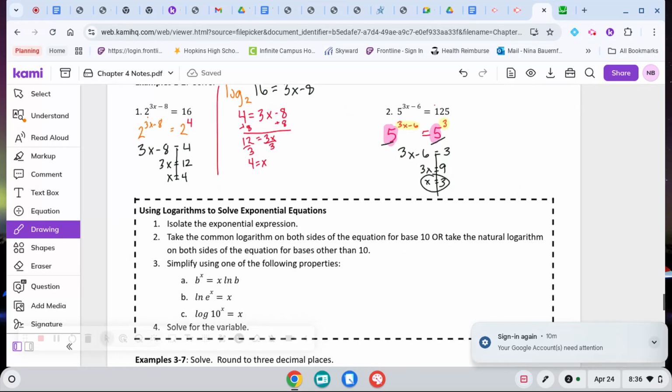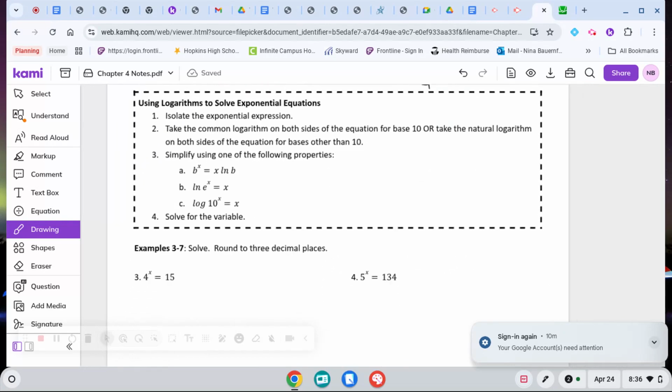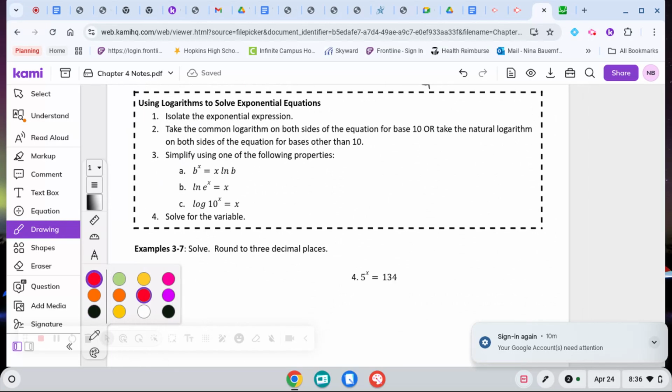This next section is using logarithms to solve exponential equations. So inverses, I know we've talked about this before, but inverses are things that kind of undo each other or make stuff go away.